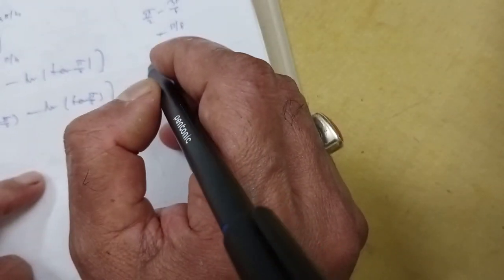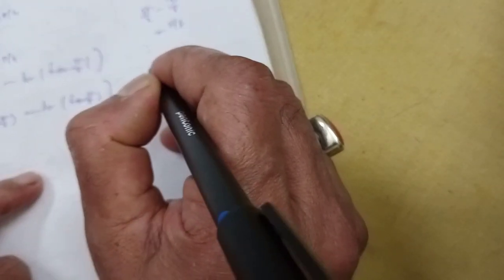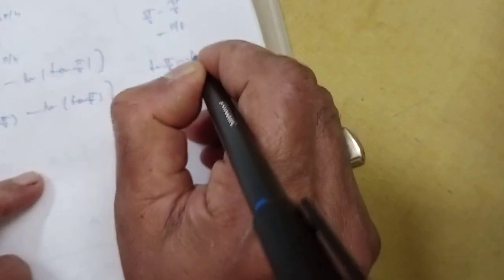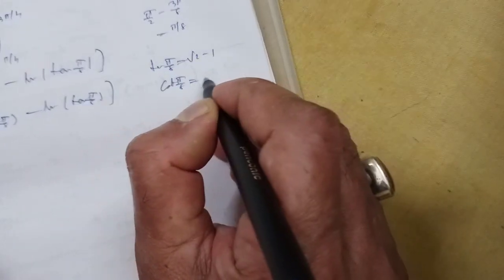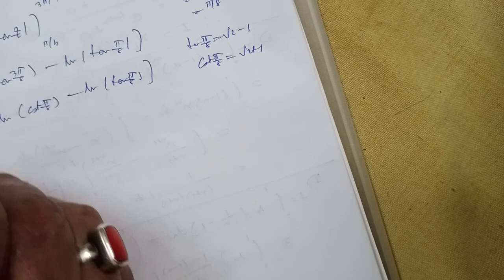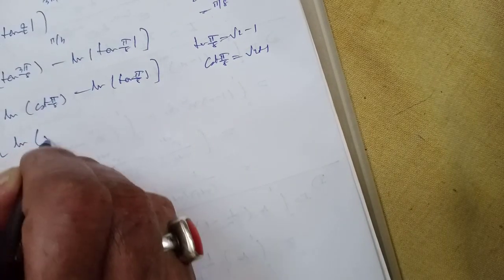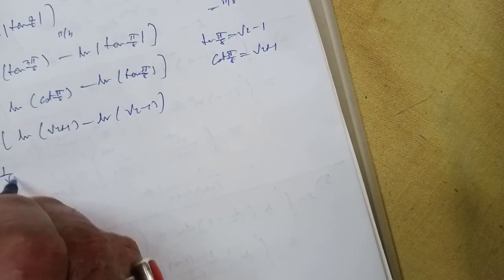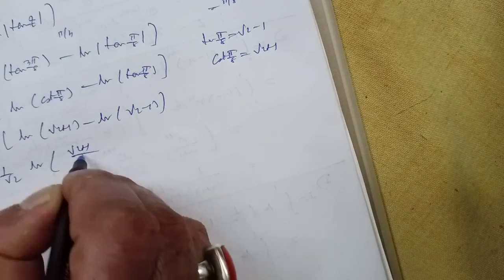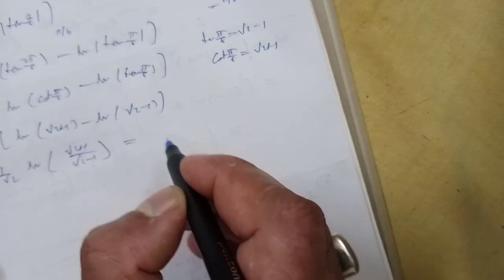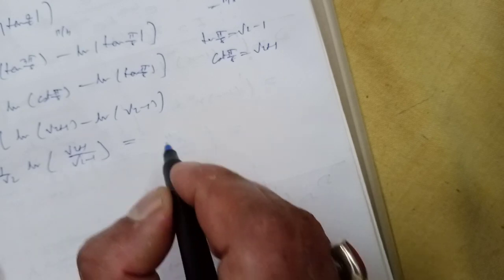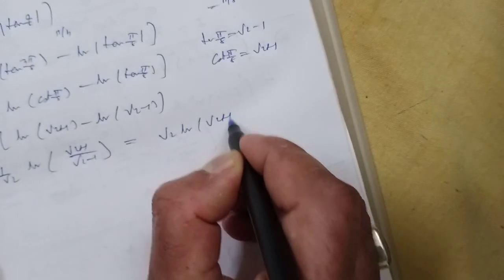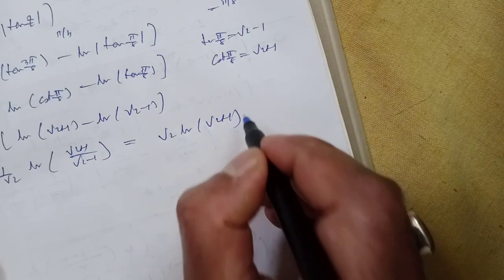Let us recall its value. Tan of pi by 8 is root 2 minus 1. So cot of pi by 8 will be 1 by root 2 minus 1, that is root 2 plus 1. So let us put down their values. Ln of root 2 plus 1 minus ln of root 2 minus 1. Since root 2 minus 1 is 1 by root 2 plus 1, this is ln of root 2 plus 1 whole square, that is 2 ln of root 2 plus 1. This will be your answer.